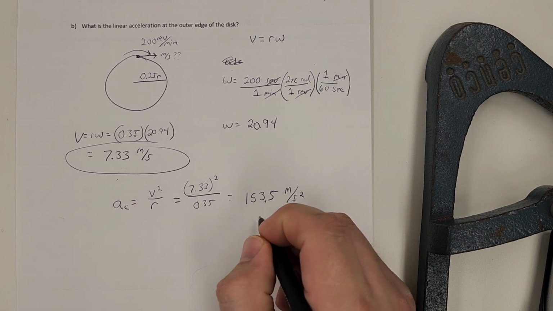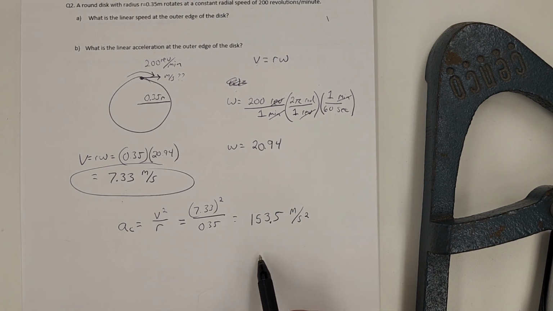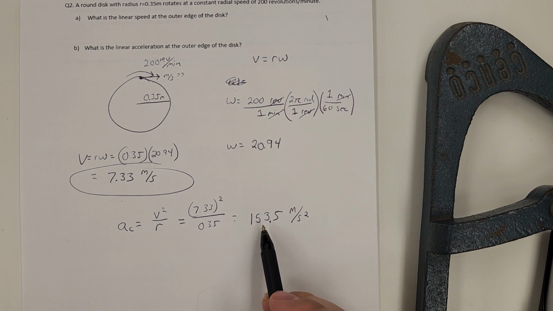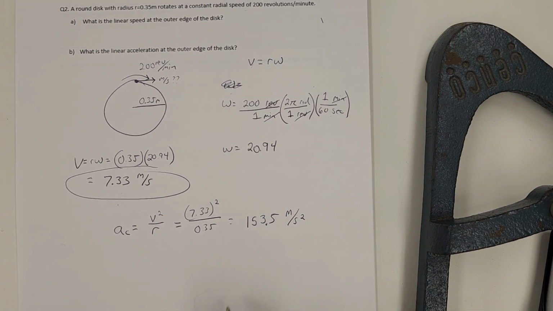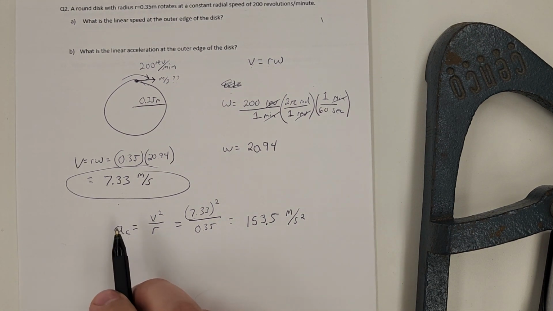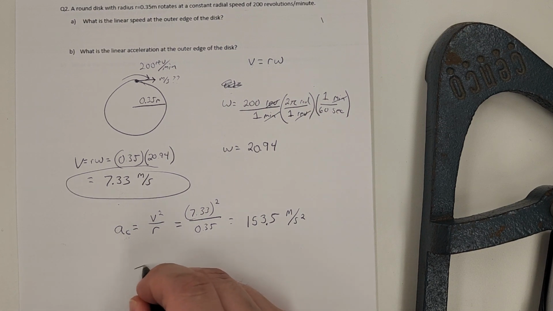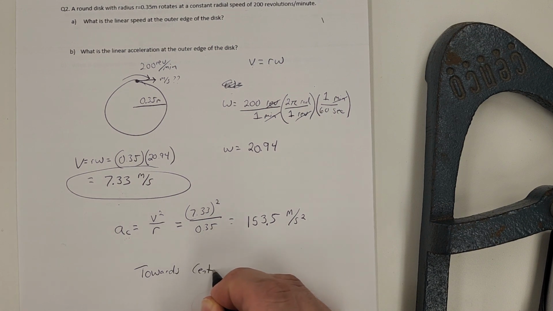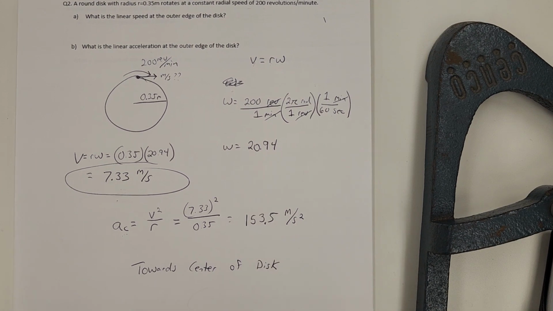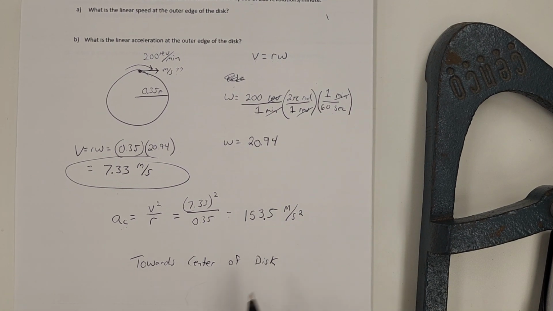So that will be the centripetal acceleration of the disk, 153.5. And the last question on here, part C, asks which direction does this point? You have multiple choices for that. The direction of centripetal force, centripetal translates to center seeking, so it is always towards the center of the disk, or towards the center of the circle that is making it. Towards the center, center seeking.